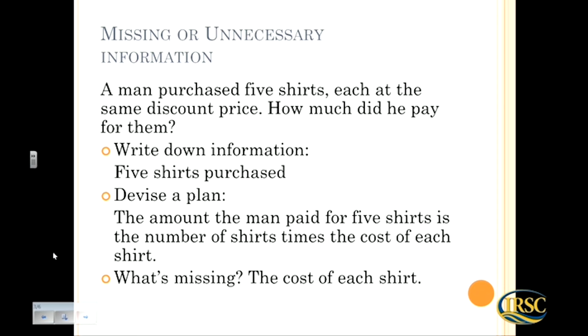So if it's missing information, they'll ask you to identify that and then move on. If it's unnecessary information, they may ask you to identify that, but then they might still ask you to solve the problem, because obviously you have everything you need. You just had extra stuff that you didn't need.